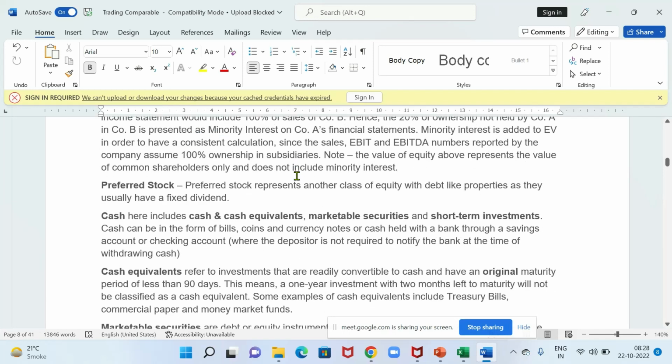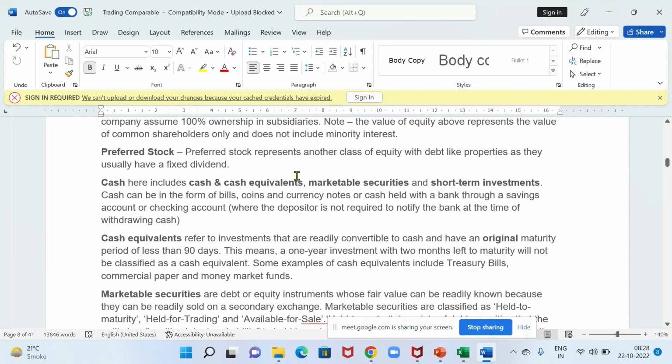Preferred stock, you must be aware of it only, all these students. It's just another equity class which has a preference over equity. It is also added to cash and cash equivalents. Yes, this is where you had a lot of questions.